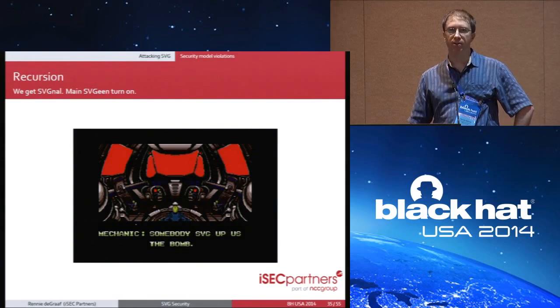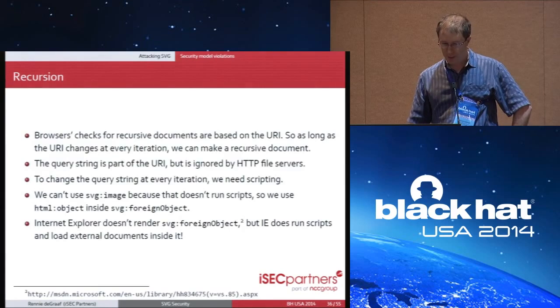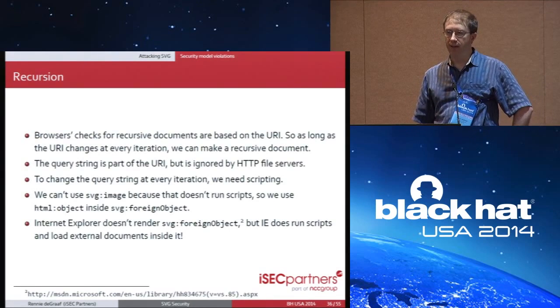And now let's talk about recursion, or how to make expansion bombs. So as I said before, browsers need to never load a document as a child of itself. The way they do that is a check based on the URI. So as long as we can find a way to make the URI change at every iteration, we can build a recursive document.